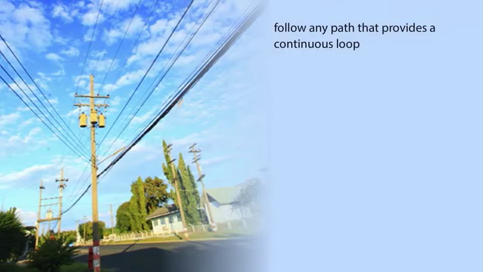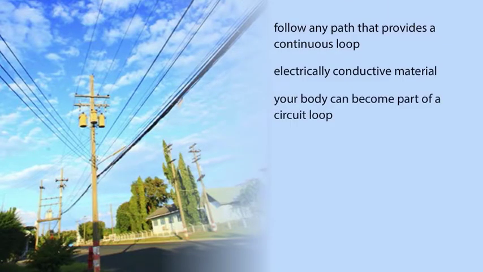Electricity will follow any path that provides a continuous loop from a voltage source to some point and back to the source. The loop must consist of an electrically conductive material. In fact, your body can become part of a circuit loop.